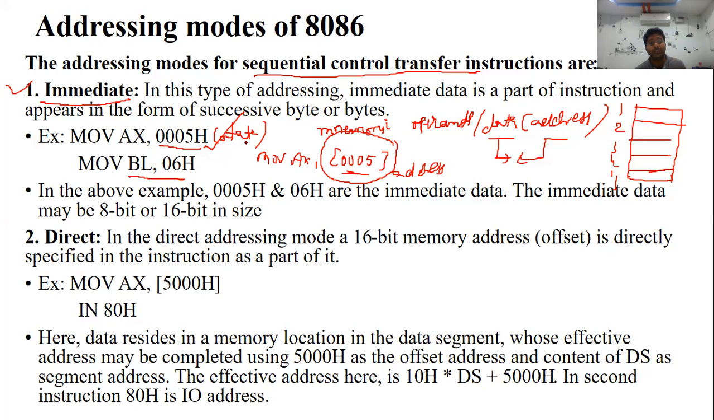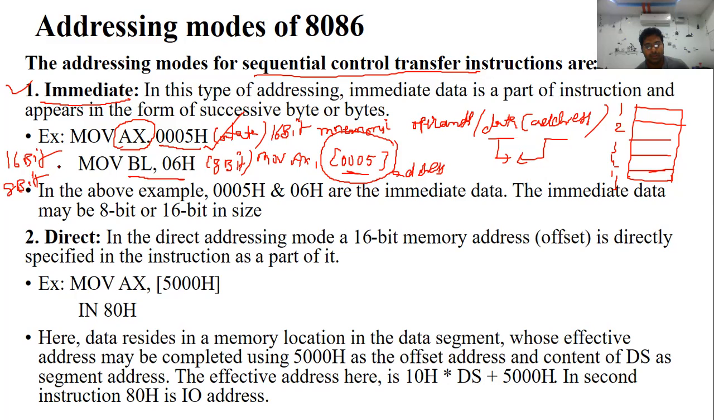So how much data are you going to insert in this one? If we are using the AX, BX, CX registers, it is 16-bit data. If you are representing AL, BL, CL like that, you are representing 8-bit data. Because our register sizes are 16-bit, whenever you want, you can use them as 8-bit also.